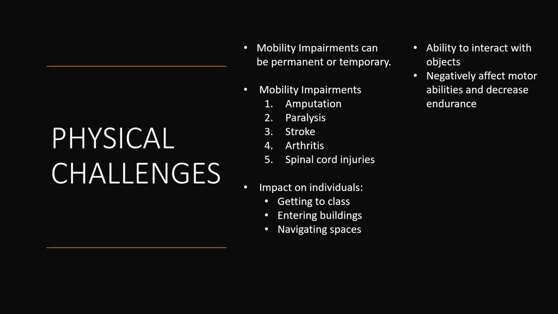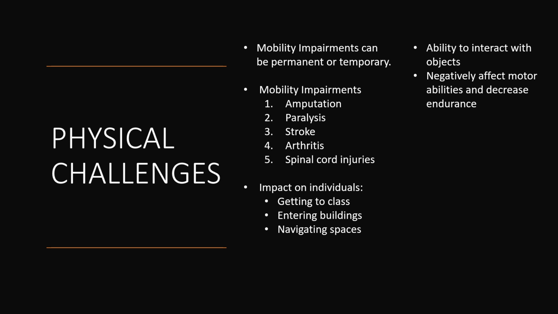Mobility impairment can be caused by an individual who suffered from an amputation, paralysis, stroke, arthritis, or a spinal cord injury. There are several challenges experienced by learners, including tasks as simple as getting to class, as some buildings aren't as easily accessible. Spaces that aren't designed to accommodate individuals with mobility impairment/disabilities can affect a learner as they perform their tasks, as well as hinder their ability to interact with objects.